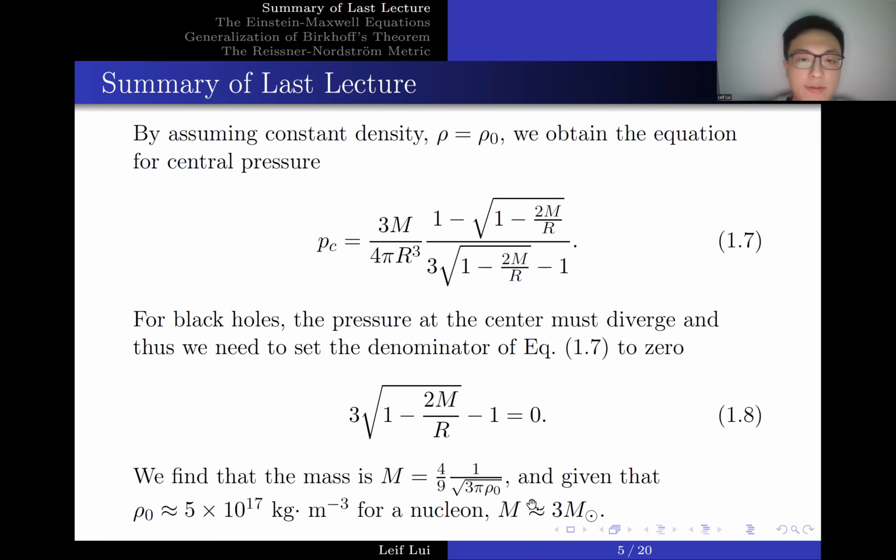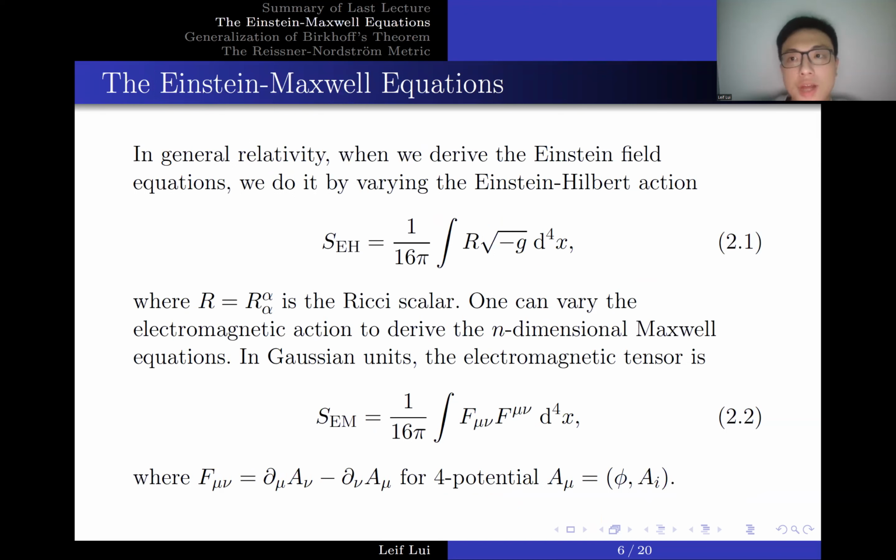But we can further make this model more realistic by using a polytrope model, and we can numerically calculate the TOV limit. By doing so, we have a TOV limit within the range of about 2.4 to 2.9 solar masses. But we can see that the constant density case is pretty close to the upper limit of the TOV limit of polytropes. So now let us move on to what we will discuss in this lecture. The goal of this lecture is to derive the Reissner-Nordstrom metric.